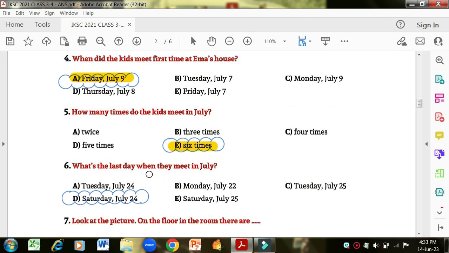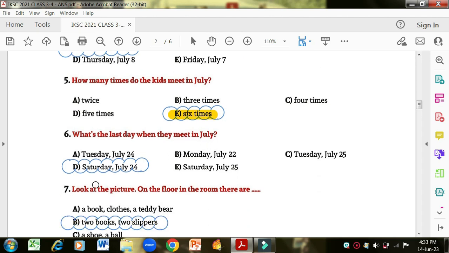What's the last day when they meet in July? I just counted, it is Saturday, July 24th.